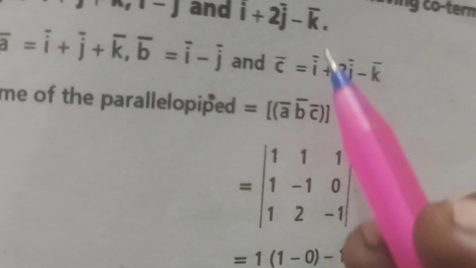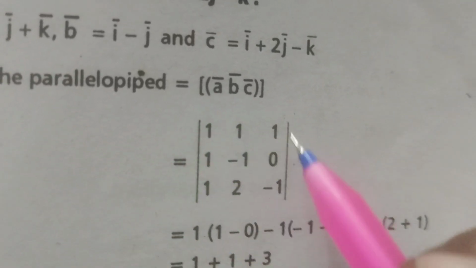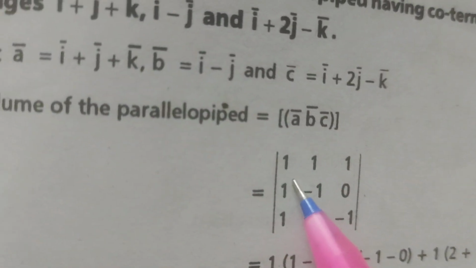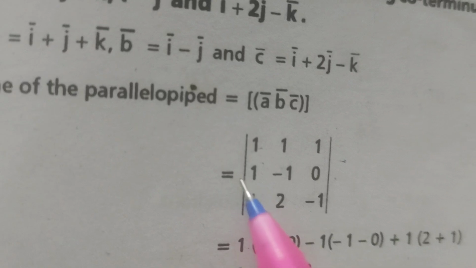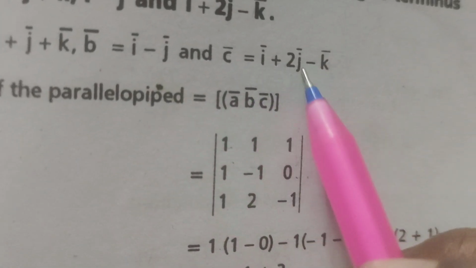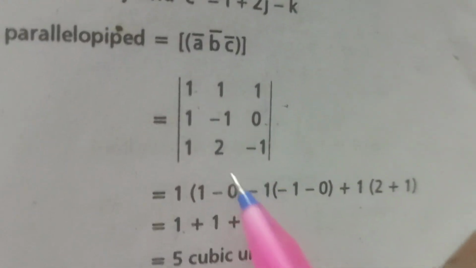The volume of the parallelopiped formula is the determinant of a bar, b bar, c bar. Write the vector a bar coefficients in the first row: 1, 1, 1. Next, the vector b bar coefficients. Write in the second row: 1, minus 1, 0. And the c bar coefficients, write in the third row: 1, 2, minus 1.